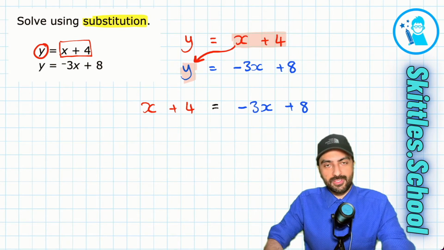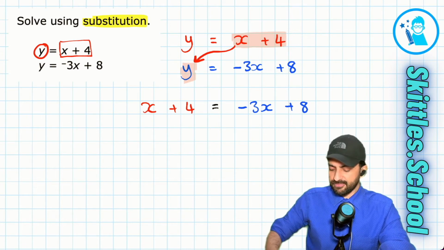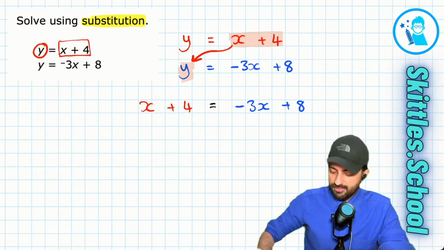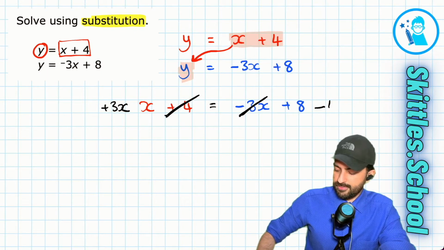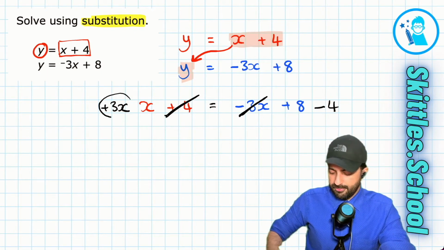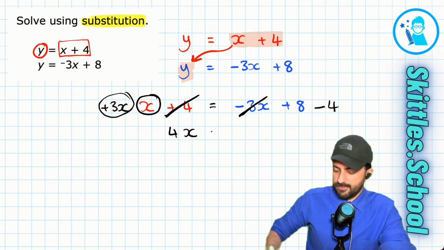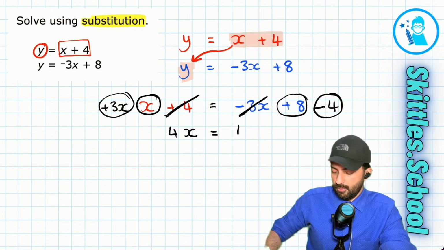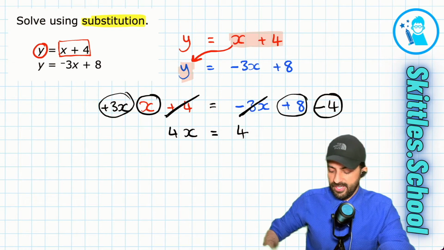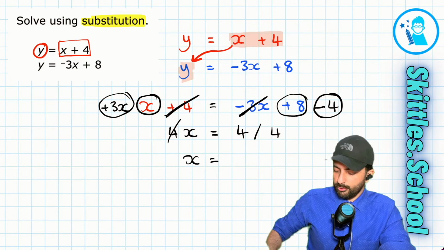Now it's just an effort in solving for x, because we only have one variable, we only have the x. So let's solve it. I've got negative 3x, so if I add 3x to both sides and subtract 4 from both sides, I'm left with positive 3x add x makes positive 4x, or just 4x, and positive 8 subtract 4, which is 4. And if 4x is 4, if I divide both sides by 4, I'm left with x is equal to 1.